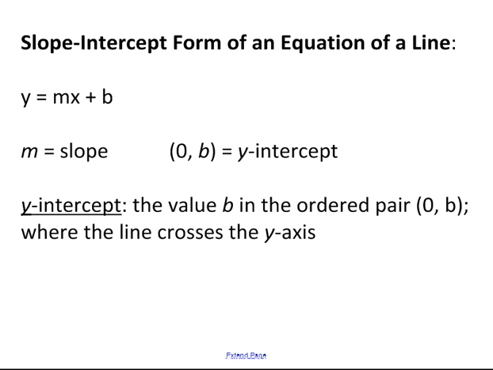Alright, so we have slope-intercept form: y equals mx plus b. M represents the slope. If I ask you for the slope, I do not want that letter x in the answer. The slope is a number only. It's the number in front of the x. It's the coefficient for the x. It is not x itself. The y-intercept is a point. The x value of that point is going to be 0. The y value is going to come from that number right there.